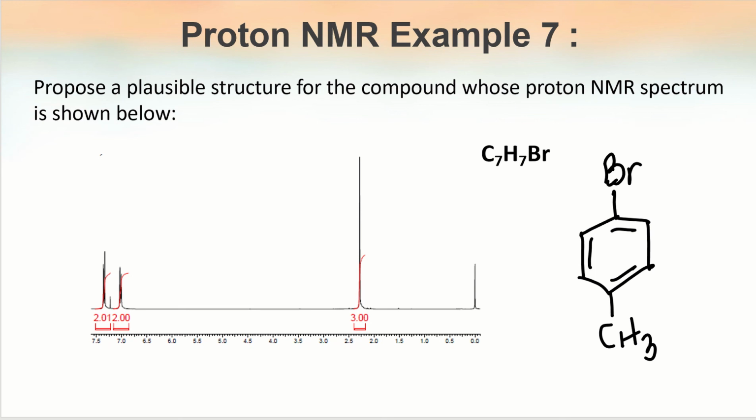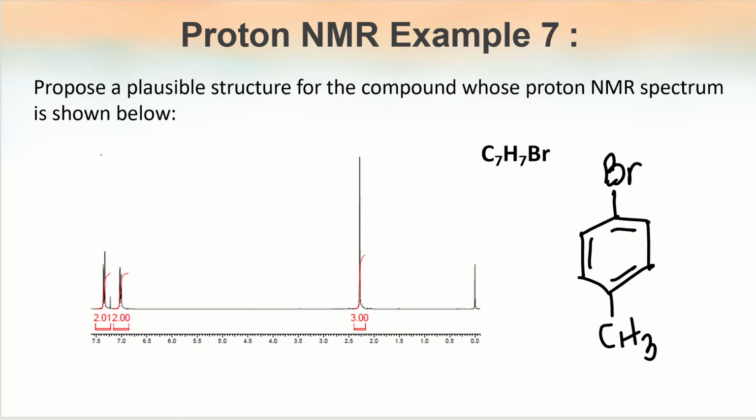So it has 7 hydrogens for sure. It has 7 carbons for sure, and it has a bromine. So that checks, right? Then you want to check to see, will the methyl be a singlet? Which I think it would. It doesn't have a neighboring proton.